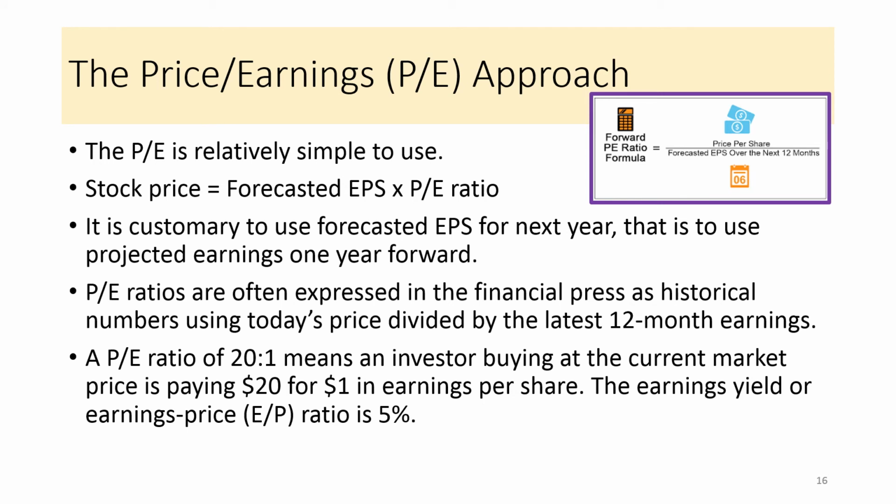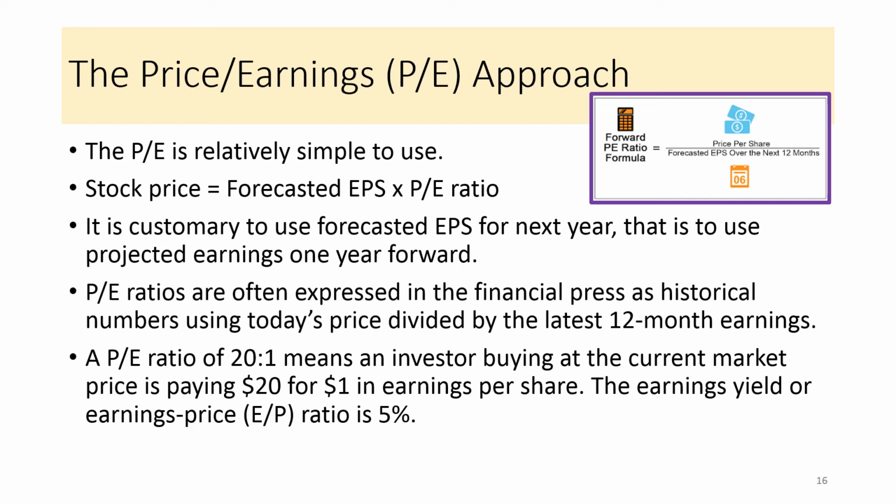The PE approach is a favorite of security analysts and is widely used in practice. It is relatively simple to use. Mathematically, the price-earning ratio is simply the price per share divided by earning per share. Given an estimated earning per share figure, you decide on a PE ratio that you feel is appropriate for the stock. Then you use the equation stock price equals forecasted earning per share times PE ratio to calculate the price.